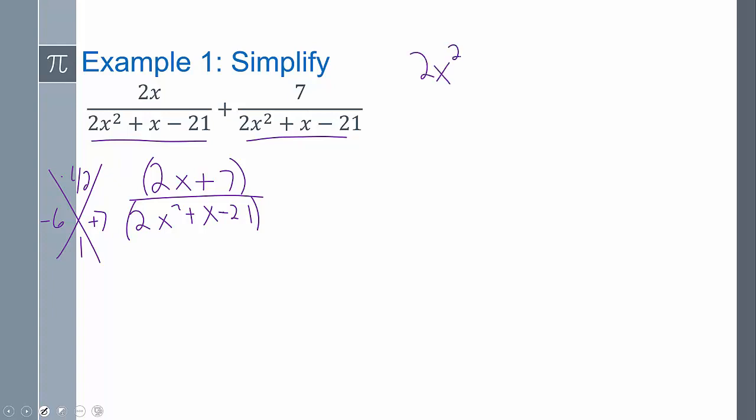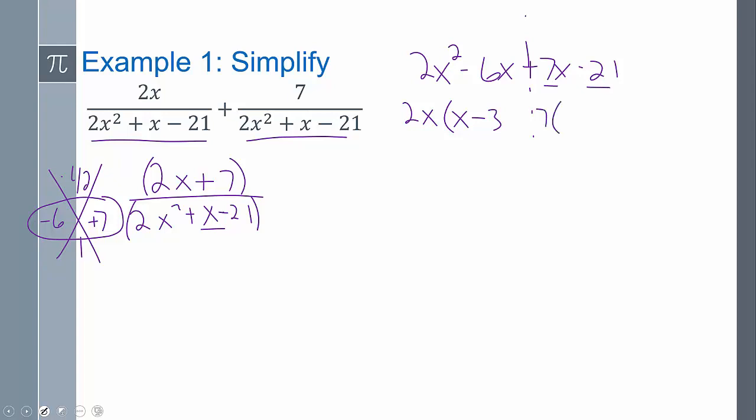2x squared minus 6x plus 7x minus 21. So I can use these numbers to break apart that x. And so now factor by grouping, factor out 2x. So you get x minus 3. And then what's in common here is a 7. So you get x minus 3.